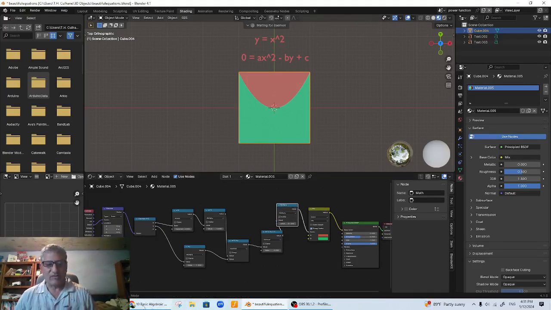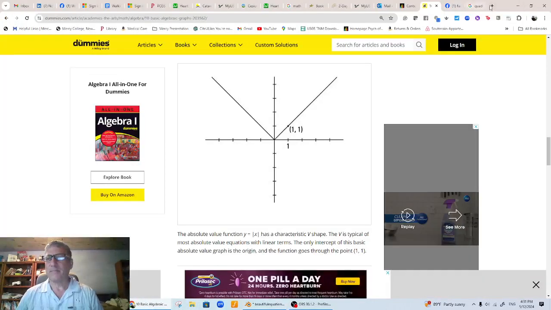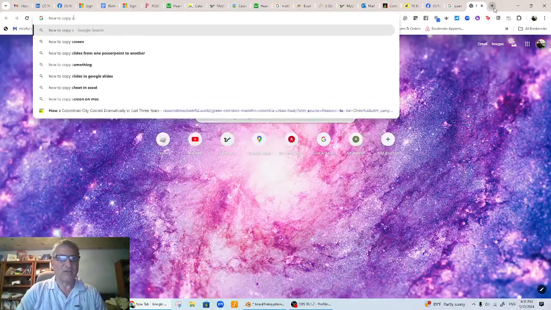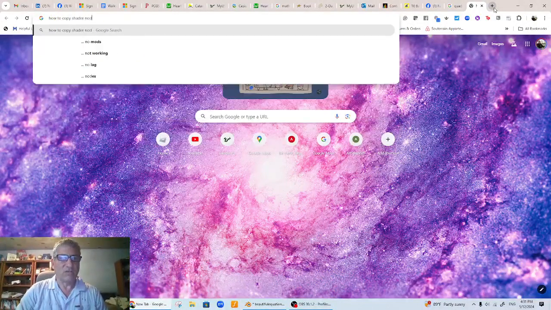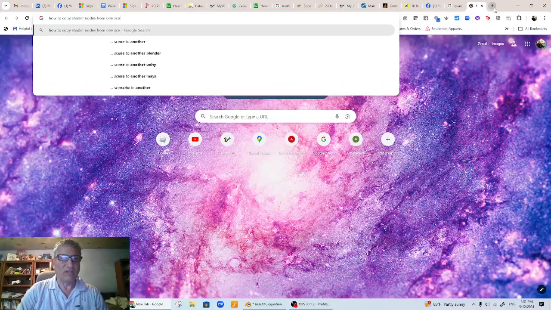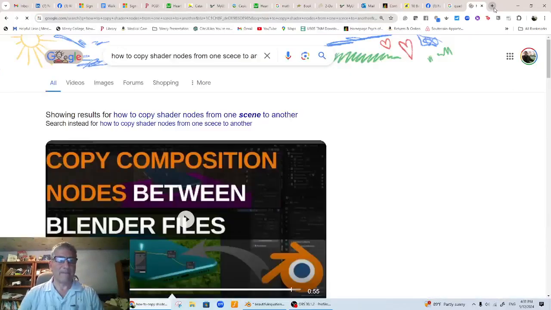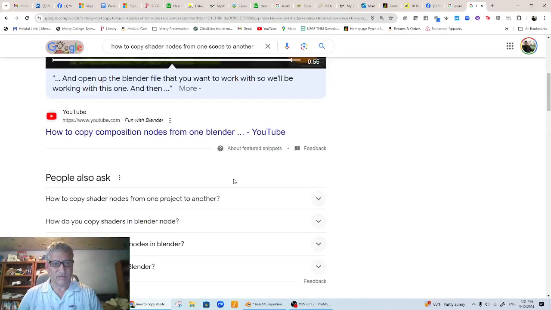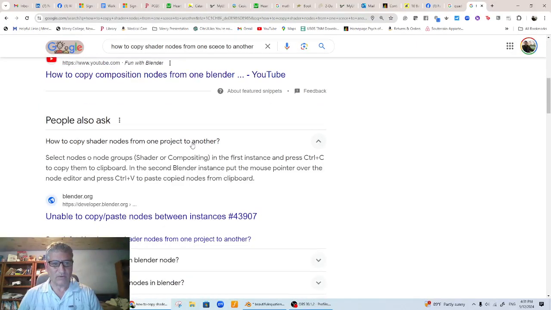I'm just going to take a hazard for a second that you will indulge me. I want to see how to copy shader nodes from one scene to another. Bing, bing. All right, composition nodes. How to copy shader nodes from one project to another. Control C, put the mouse pointer over the node editor. Really?